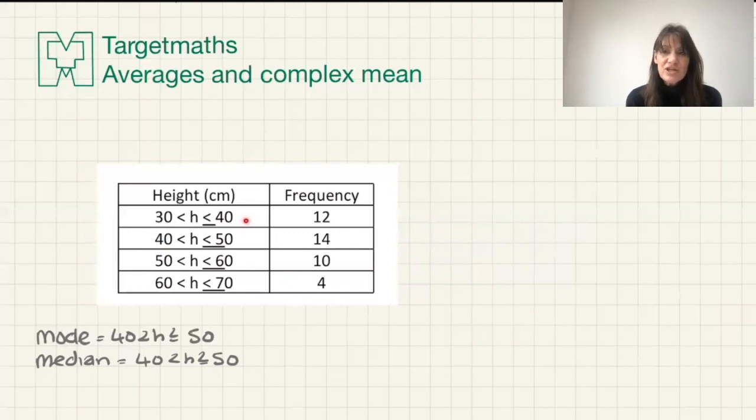So I need to consider a number that will represent this class width fairly. And that number would be the midpoint. So 35 would represent this class in the calculations that I'm going to need to do if I'm going to find a mean. So I've got to add them all up. So I've got 12 lots of 35. That would be 35 plus 35 plus 35 plus all the 35s until I did the 12th one.